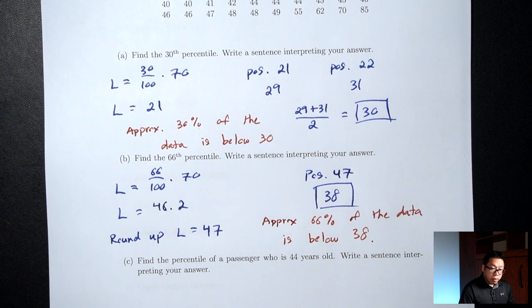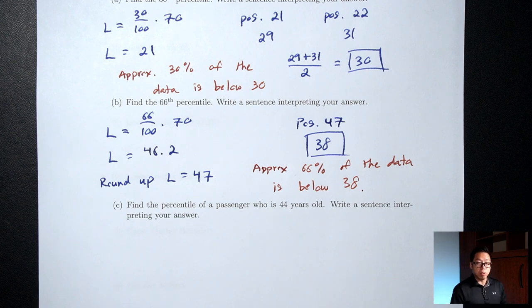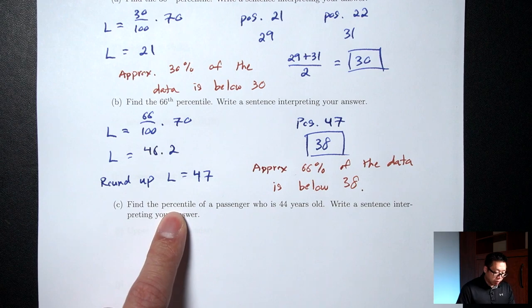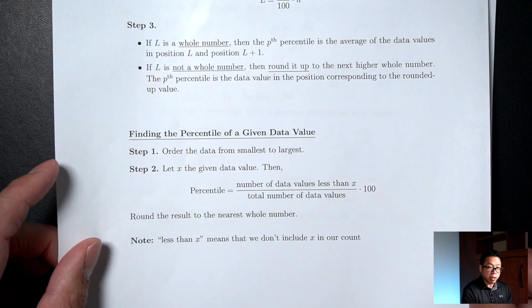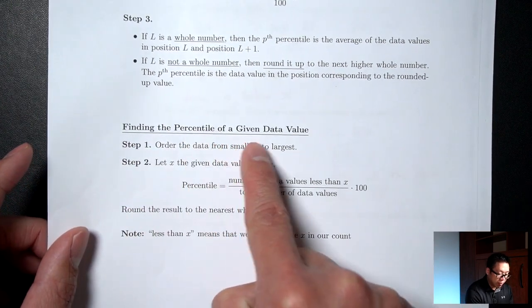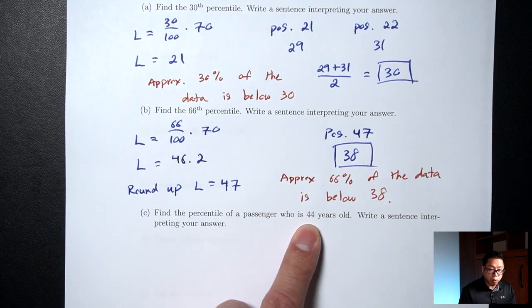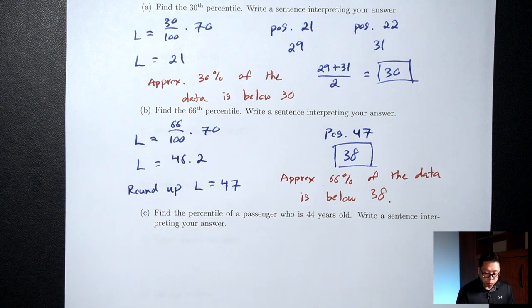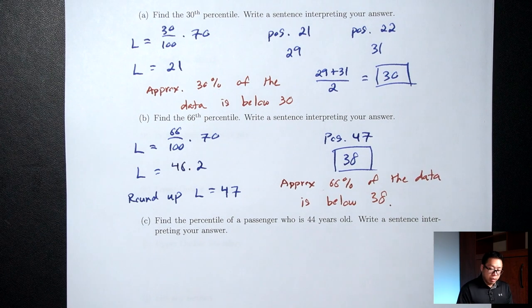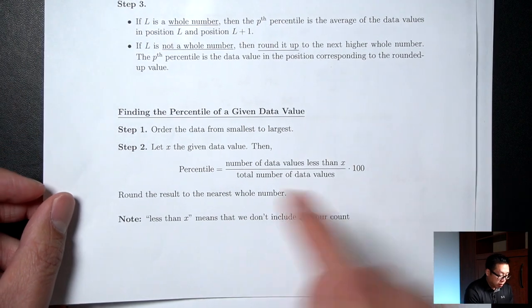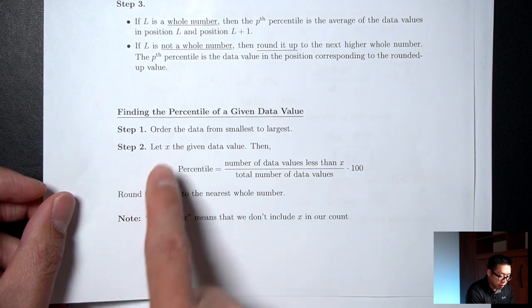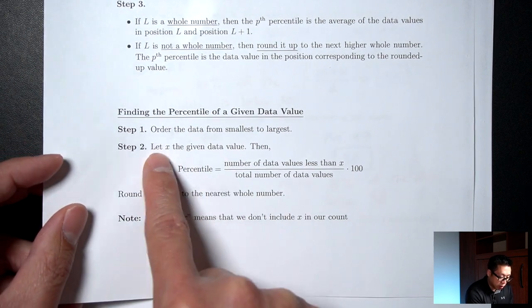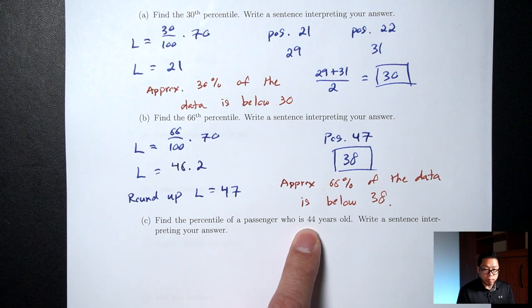Part C, find the percentile of a passenger who is 44 years old. Now, here, we want to find a percentile of one of these ages. Okay, so this is the second set of directions where it says find the percentile of a given data value. So we're given the 44 age, which is the data value, and we want to find what percentile this is. Second set of directions say, step one, order the data from smallest to largest. Okay, that's already done. Step two, let X be the given data value. Our X here is the 44.